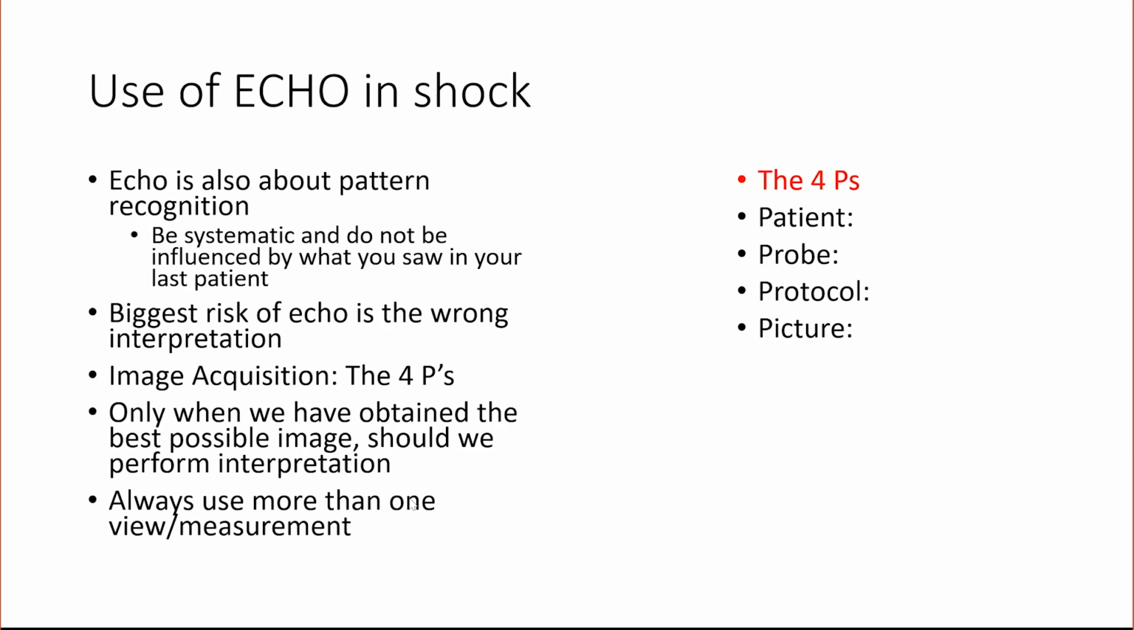Always use more than one view in measurement. Even if you're measuring a TR velocity, you don't just measure it at one place. Do it in multiple TR views. Definitely ejection fraction and contractility should be done in more than one view. Always measure ejection fraction and report it to your attendings or cardiologist, so that people also know that you know what you're talking about. So, 4 P's: patient, probe, protocol, and the picture. Thank you.